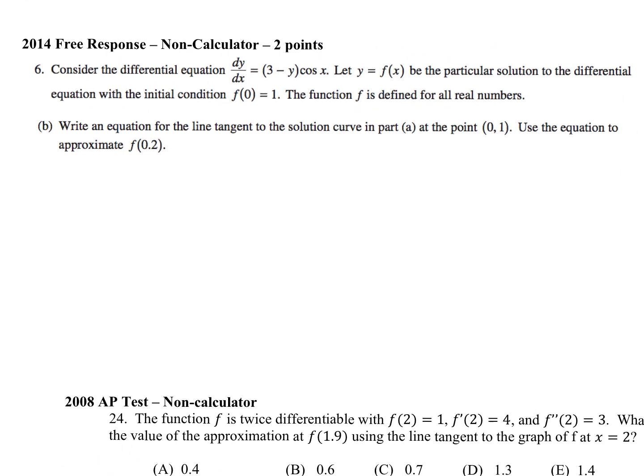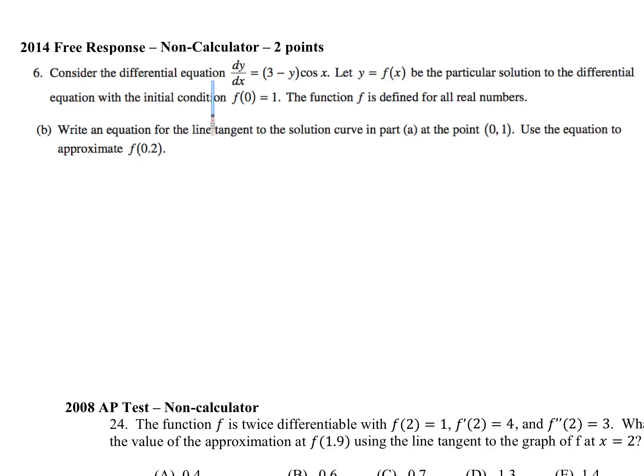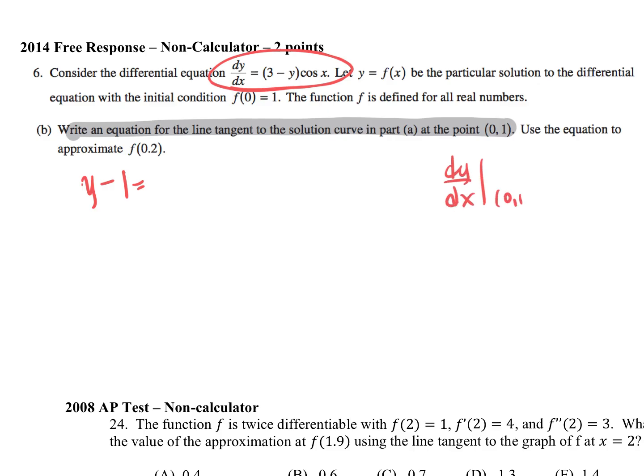Okay, let's go to 2014. They said, hey, here's this slope. Isn't that slope, you guys, dy/dx? f is some function. And did they give us a point? (0, 1), okay. Write an equation for the tangent line at the point (0, 1). We got this. I need to do point slope form. Y minus what? 1. How am I going to go find that slope? Just plug it in. We need that slope at the point (0, 1).